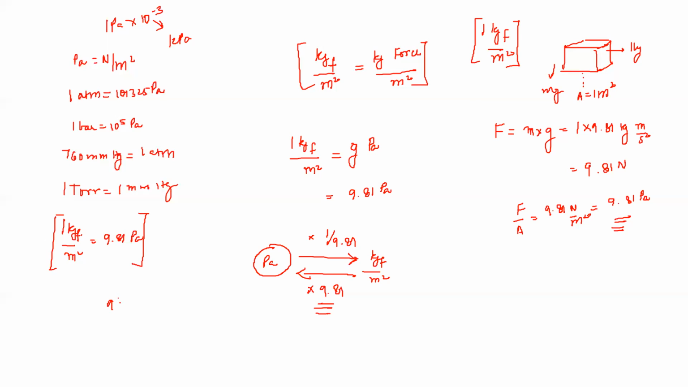Similarly, if I say 9 kgf per meter square, that means this is the force exerted by 9 kg of a block over an area of 1 meter square. Since we are done with this unit, let's again resume with our material balance.